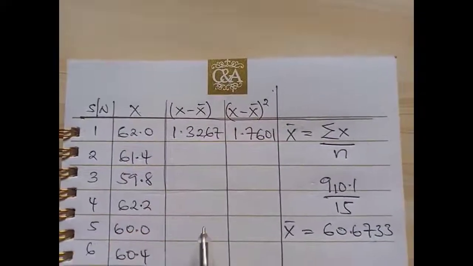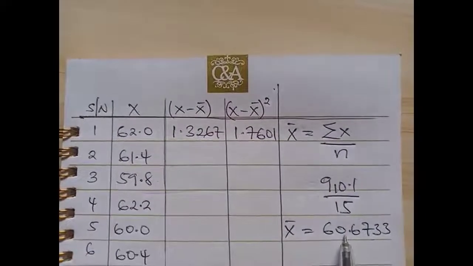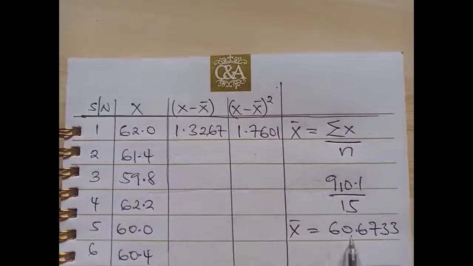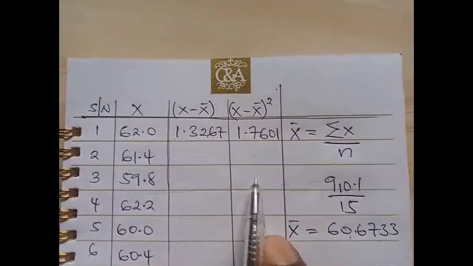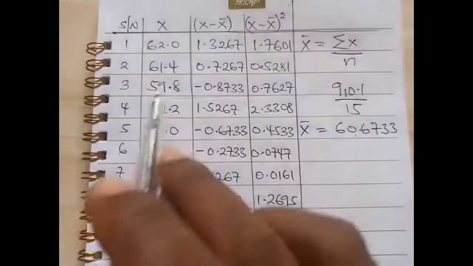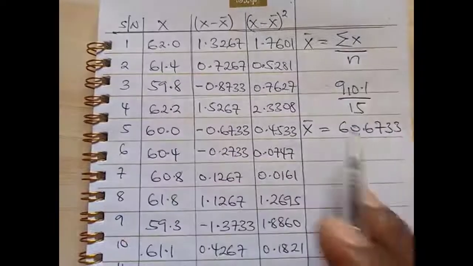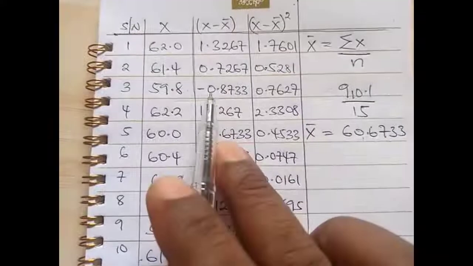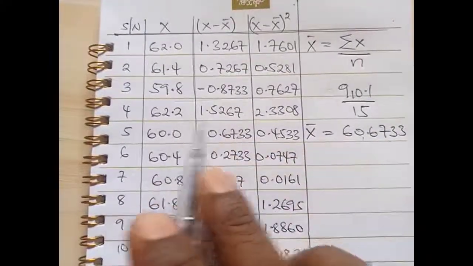So I'll need to pause the video. We'll do this minus the mean, we'll get the answer, we'll square it. This minus the mean, we'll get the answer, we'll square it. So that's what we'll do. So this minus the mean gives us this, squaring we get this. That's how we get it.